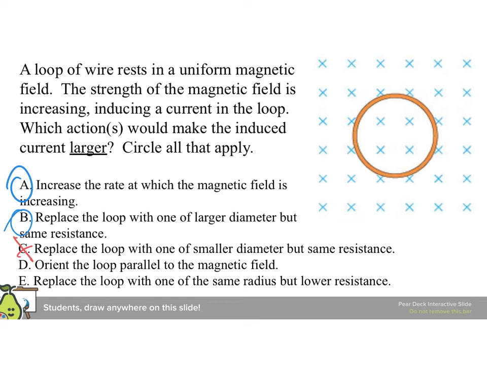Orient the loop parallel to the magnetic field. That would be bad. That would end up saying the flux would go all the way to zero really, really quickly, and that is not the same change that we have going on, so it wouldn't go in the right direction. And then replace the loop with one of the same radius but lower resistance. So it's the same radius, it's the same field changing at the same rate, so the EMF would be the same, but since the resistance is lower, the current would be larger, which is what we're looking for. So we get something like that. So A, B, and E.